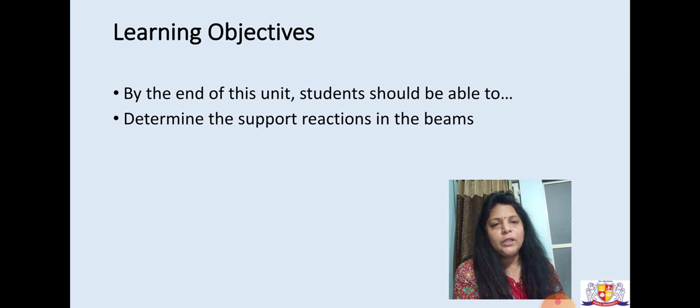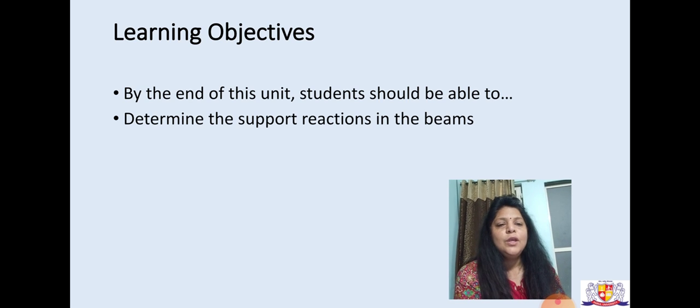Today's topic that we are going to cover is beams and its types for a coplanar non-concurrent force system. To start with, what you are going to learn in this particular lecture: you will be able to learn the definition of beam, types of beams, and at the end, you'll be able to determine the support reactions in the beams.